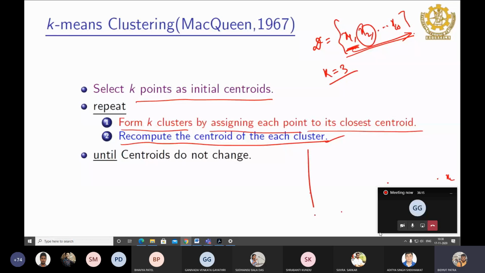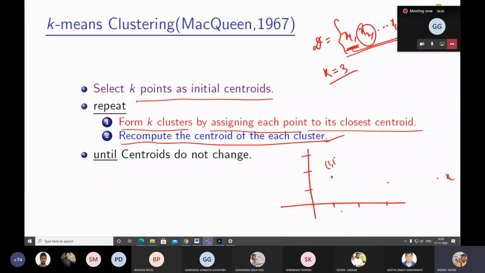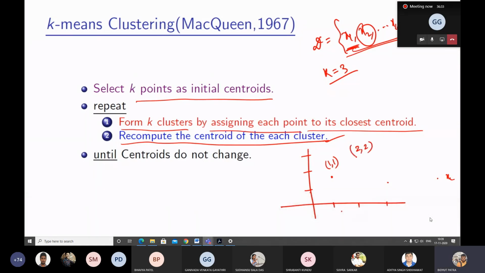So one example here. Let's say this is 1, this is 2, this is 3, and this is 1, this is 2, this is 3. Let's say this point is 1, 1. And this point is, let's say, 2, 2. Another point is somewhere here, 1.5 and 1.5. So this is, let's say, A, this is B, and this is C.